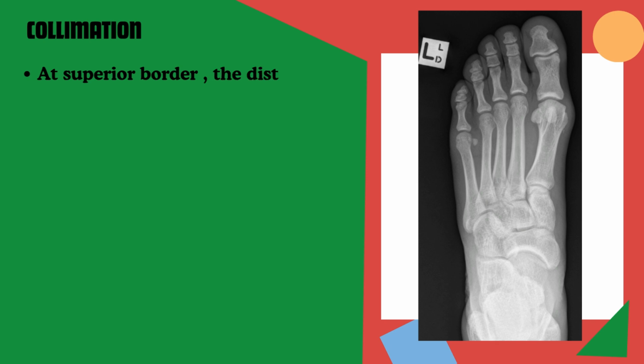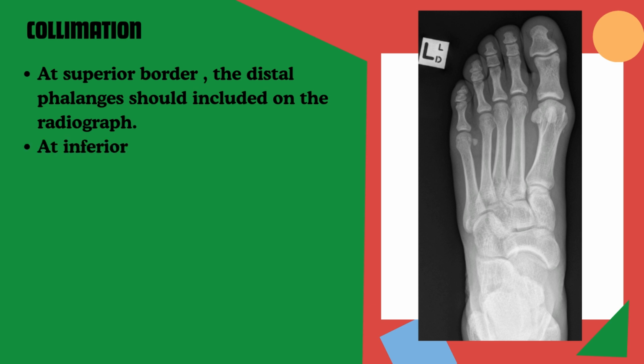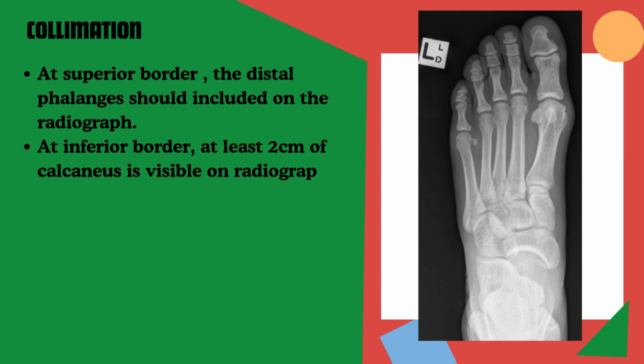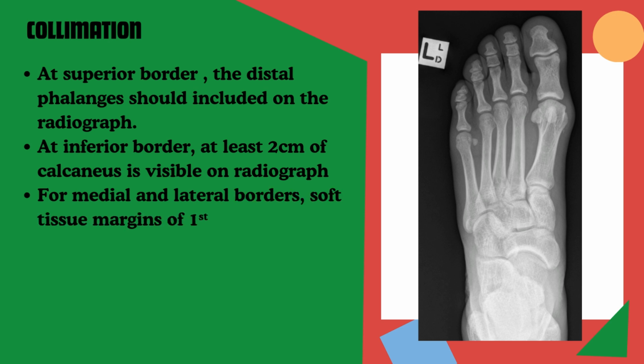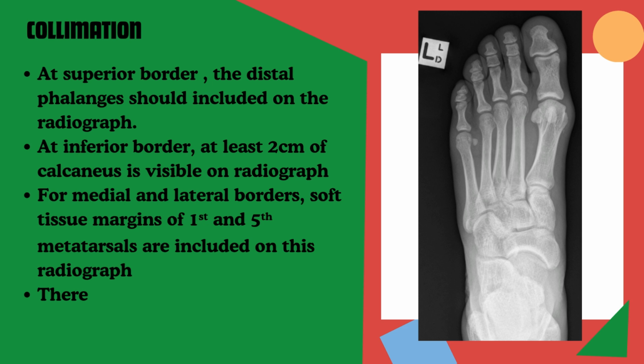Now, I will explain about the collimation for this radiograph. First, at the superior border, the distal phalanges should be included on the radiograph. At the inferior border, at least 2 centimeters of calcaneus is visible on radiograph. For the medial and lateral borders, soft tissue margins of 1st and 5th metatarsals are included on this radiograph. There is no evidence of radiation protection given on this radiograph.